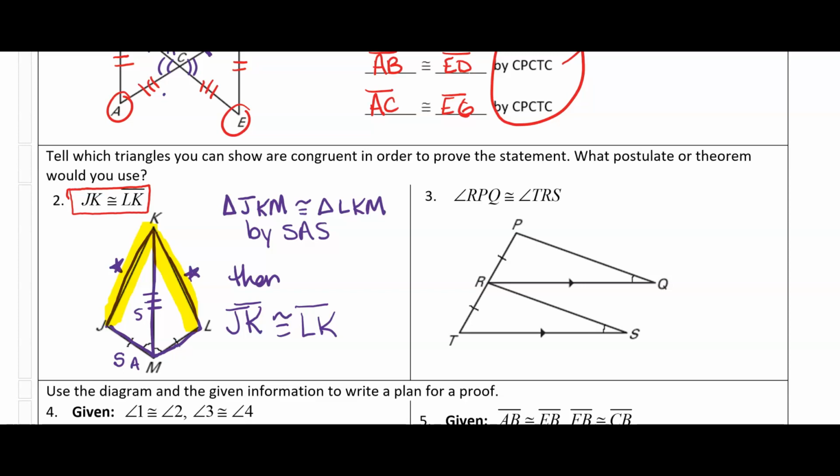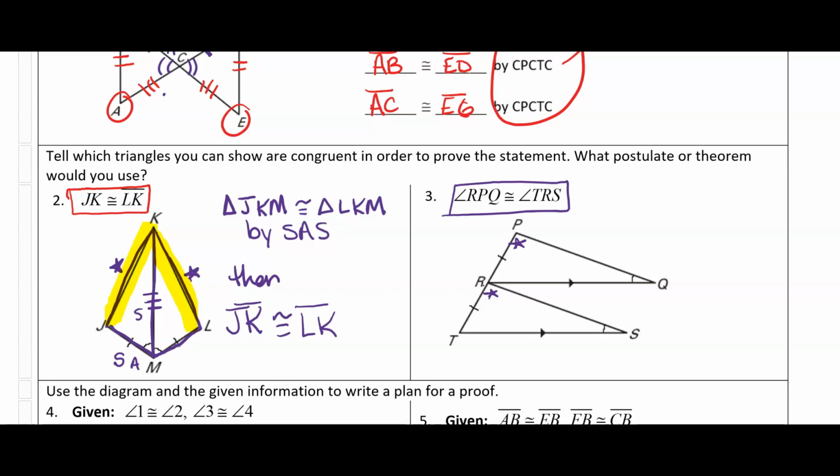Now let's move over to number 3. We now have angle RPQ congruent to TRS. Sorry about that, I circled the wrong one. That's what we're trying to prove. We're trying to prove this one is congruent to this one. So if we can get the triangles congruent, then we have it.